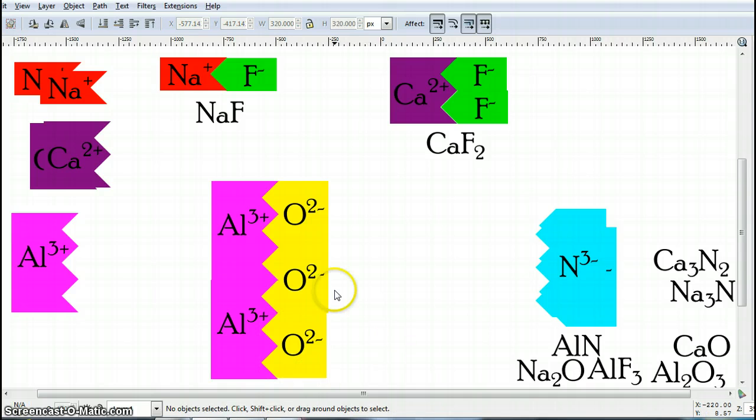And what we have is a 3-to-2 or a 2-to-3 ratio. We have 2 aluminums needed for 3 oxygens in order to make this completely balanced out. Now this would form a compound, as you guessed it, Al2O3. Al2O3 is aluminum oxide in a ratio of 2 aluminum cations for every 3 oxygen anions.